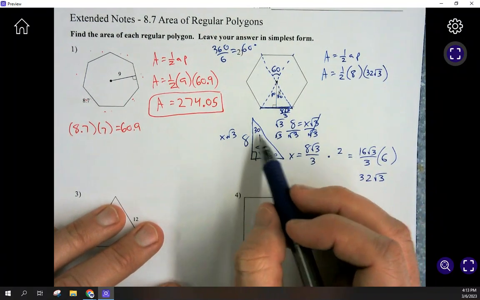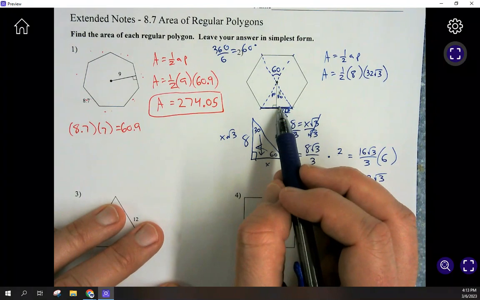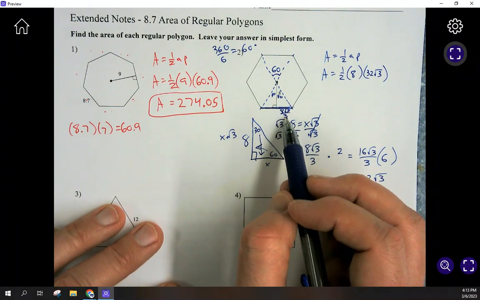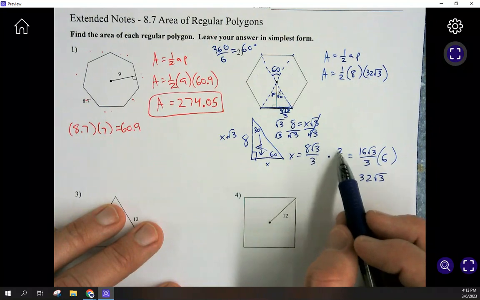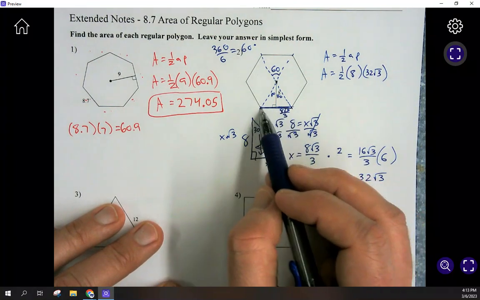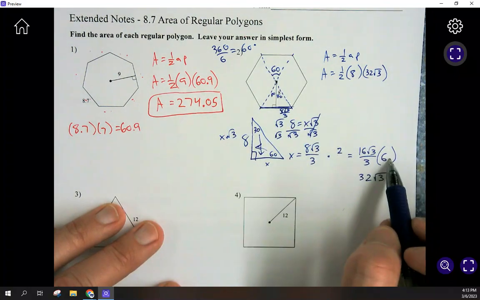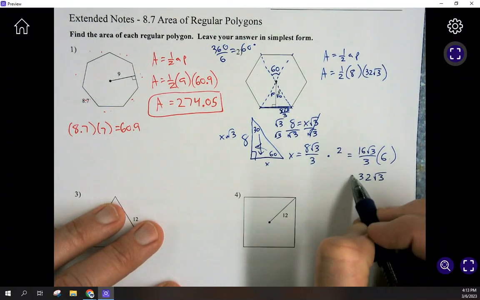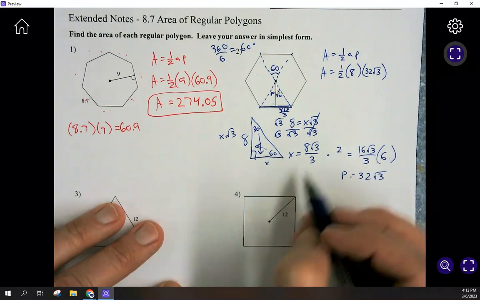Again, how did we get there? We used the 30, 60, 90 to figure out that this little piece is 8 radical 3 over 3. We doubled it, times 2, to 16 radical 3 over 3. That's the length of the whole side. Times 6 sides to get the whole perimeter. So this is the perimeter. Plug it in.